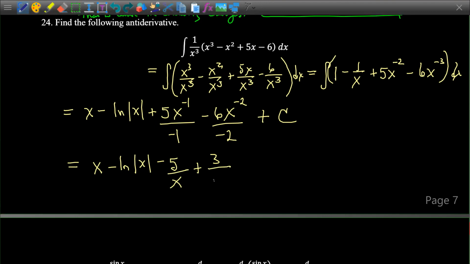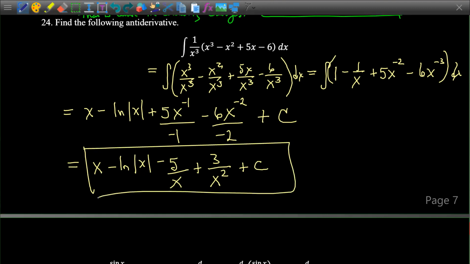Same idea for that last term. I have minus 6. I'll put down my variable, add 1 to that exponent, which becomes minus 2, and then divided by minus 2. And then plus c. Don't forget the plus c. So I'm just going to simplify this a little bit. And there's our final answer.